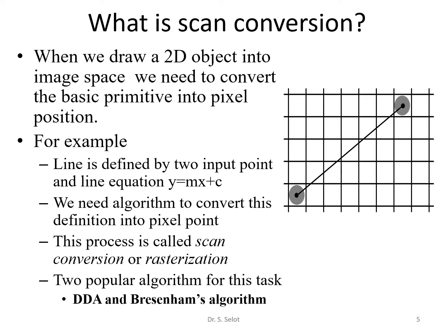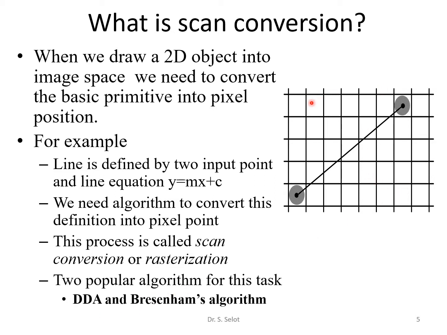Whenever an object which is to be displayed onto the screen is converted into its pixel position, this process is said to be scan conversion or rasterization. As we have to draw the line, we need a mechanism which will convert a given line into the pixel positions. And this is said to be the line scan conversion or rasterization. For this we have two algorithms. One is DDA and the other is Bresenham's line drawing algorithm.